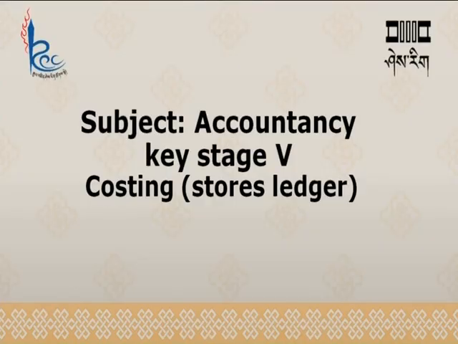This is the accountancy lesson for key stage 5, and the topic for today is costing. Under costing we have two parts. The first part that I'm going to cover today is store ledger, and next we have cost sheet. For today I'm going to take you through the lesson on store ledgers.